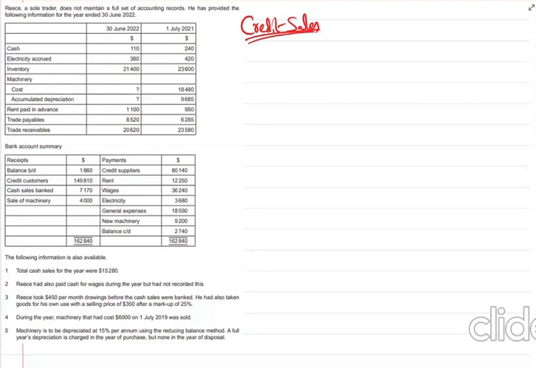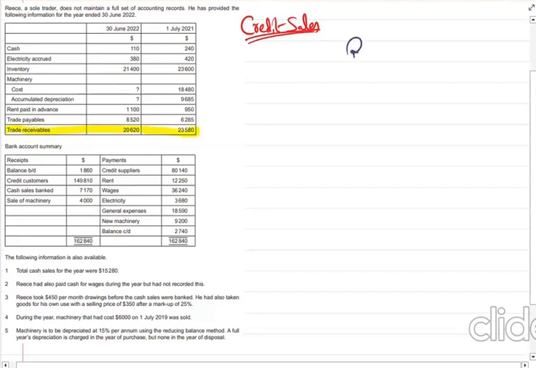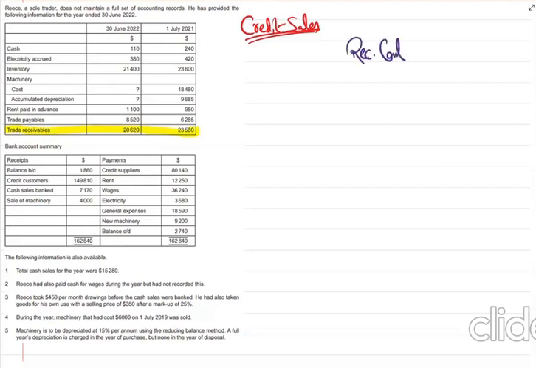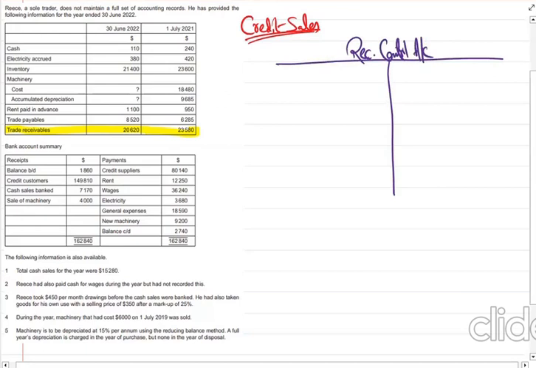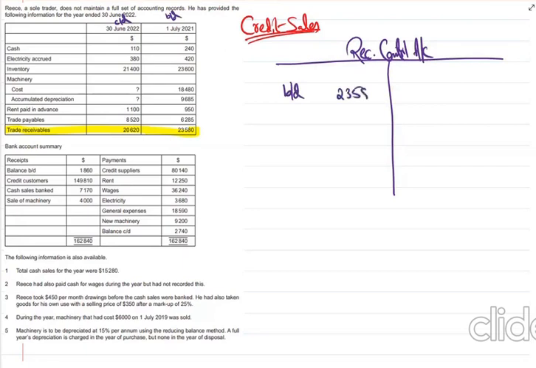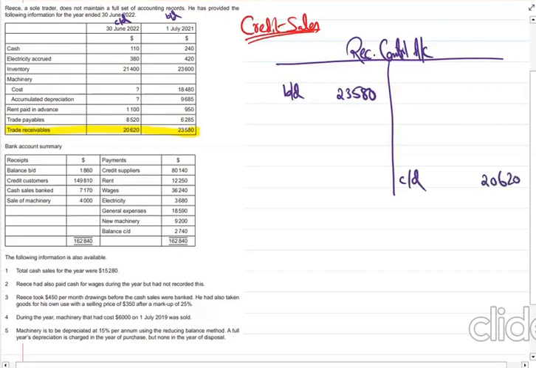So we shall search for the receivables. Do we have receivable balances? Yes, receivable control account. I can see very easily that this is 21 and this is 22. So this is my BD and this is my CD. So BD of receivable is 23,580 and CD of receivable is 20620. This is easy, BD and CD.